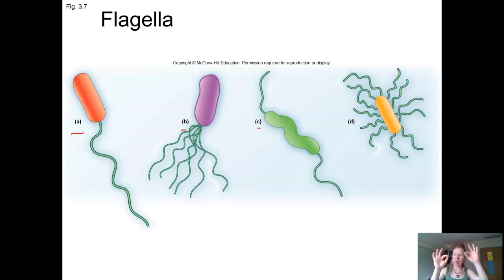Amphitrichous, it has one on each end, right? So an amphibian lives on land and water. It's amphi, it's both. So there's a flagellum on both ends here. And then this guy is peritrichous, meaning it's got flagella basically all over the surface, right? The whole perimeter, peritrichous, has flagella.